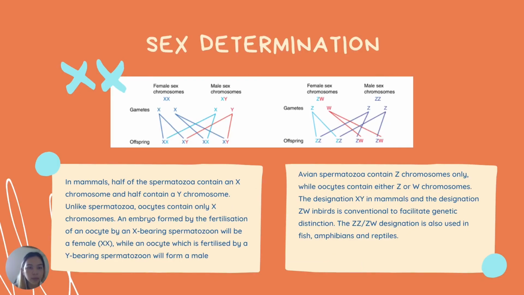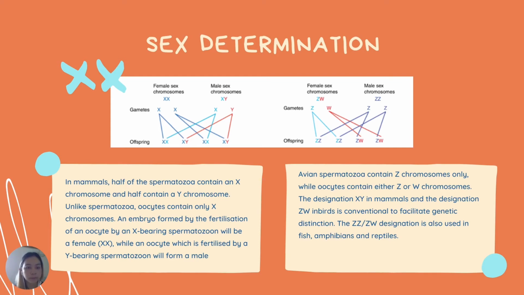In mammals, half of the spermatozoa contain an X chromosome and half contain a Y chromosome. Unlike spermatozoa, oocyte only contain X chromosome. An embryo formed by fertilization of an oocyte by an X-bearing spermatozoon will be a female, while an oocyte which is fertilized by a Y-bearing spermatozoon will form a male. So we all are familiar with this na yung babae, XX lang yung chromosome nila, while yung lalaki is XY.